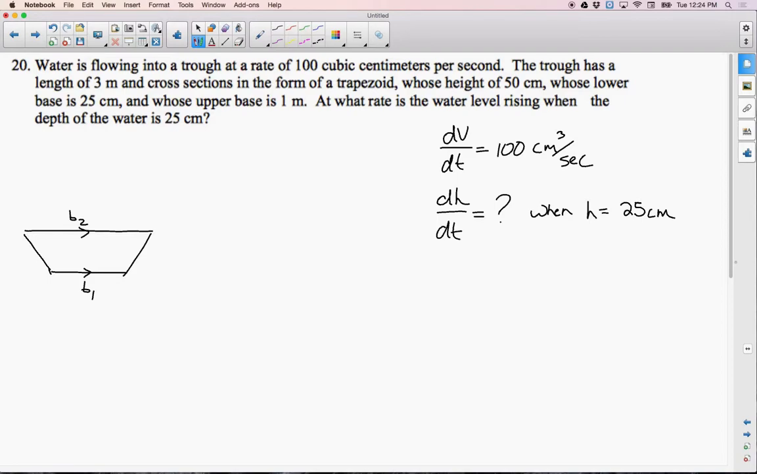Now, what did they tell us that the lower base was? 25 centimeters. What did they tell you the upper base was? 1 meter, which is 100 centimeters.